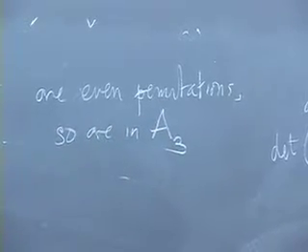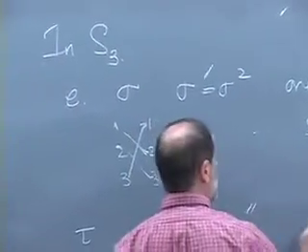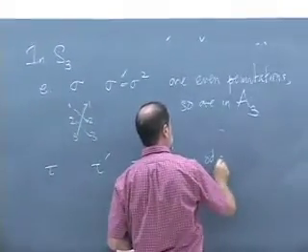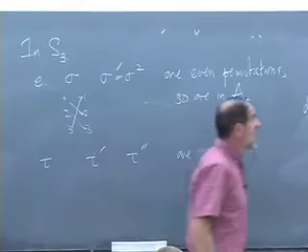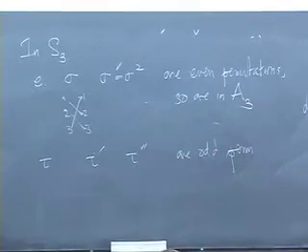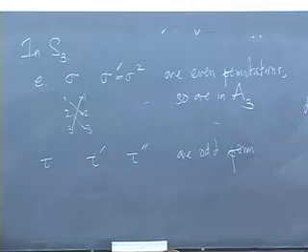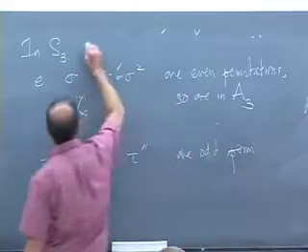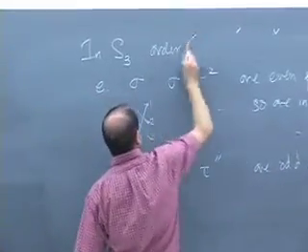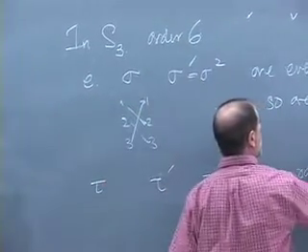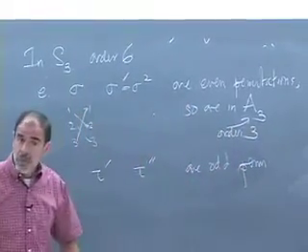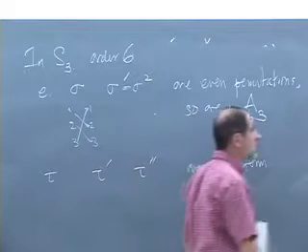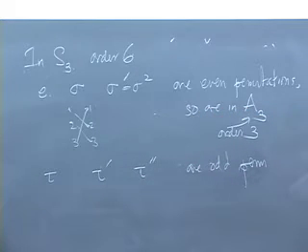And tau, tau prime, and tau double prime are odd permutations. And you can check that by writing down the permutation matrices and taking their determinants. So here, this group had order 6. We see that the alternating group has order 3. Okay? We'll do a lot more on the symmetric group and the alternating group, etc.